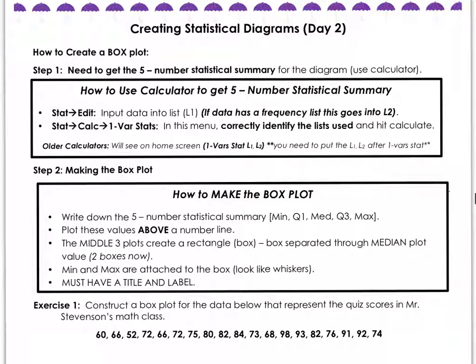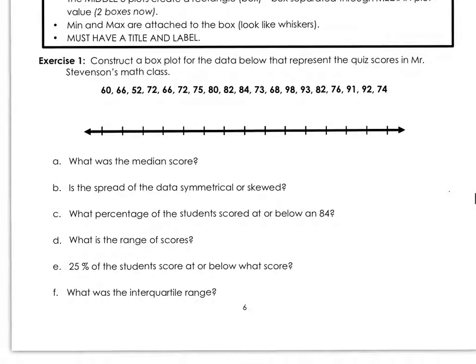So let's start by creating a box plot. Our first example says we need to construct a box plot for the data below that represents the quiz scores in Mr. Stevenson's math class. So what we need to do first is go to Stat, Edit, clear any information that is in your list by hitting Up, Clear, Down. Then we are going to input all of this information in L1 because there is no frequency list, in other words, a list telling us that a given value occurred a certain number of times.